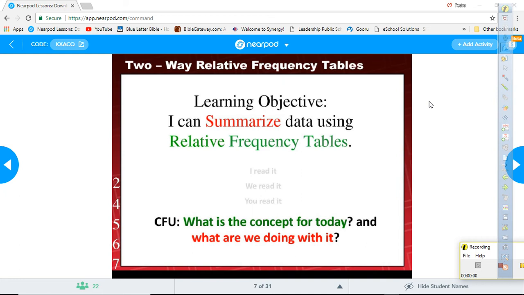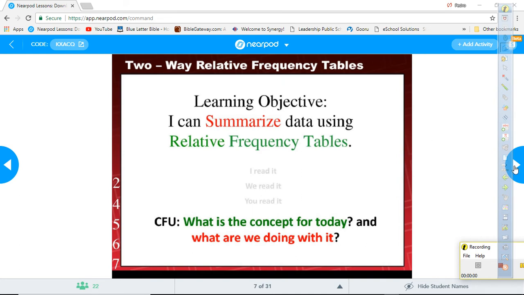All right, so if you notice from yesterday's lesson just read, I can summarize data using frequency tables. Today it's relative frequency tables. So it's building up on what we saw yesterday. So hopefully with the practice you got last night, that'll be enough to get us where we're at today, okay?